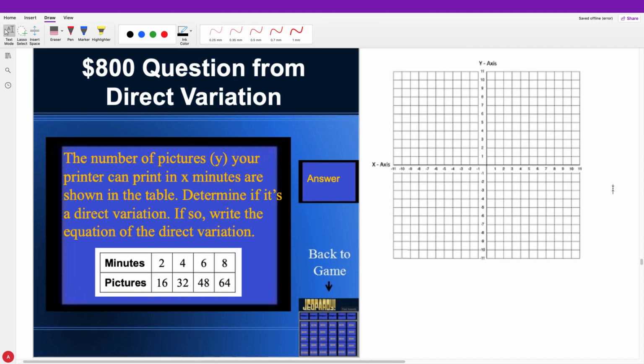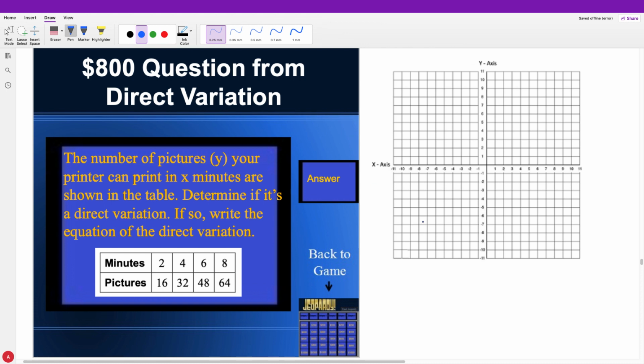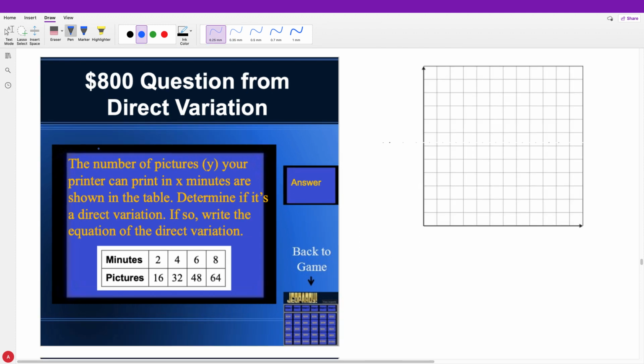All right, so for this question, we're first asked to determine if it is a direct variation. Since we're given a table, there's a few different ways we can do this. But I'm just going to go ahead and, actually, I need to change this axis real quick. All right, so for this, we first need to determine if it's a direct variation. One of the ways we can do that is by plotting these points and seeing, does it form a line? And does it pass through the origin?